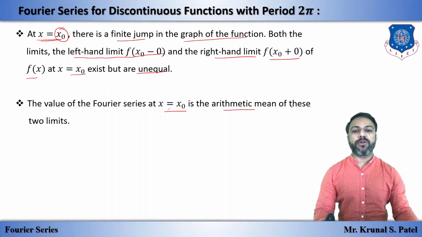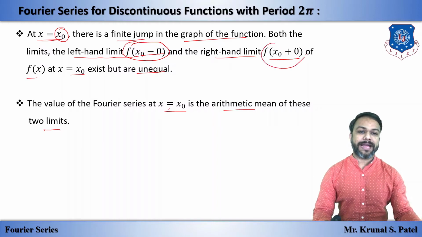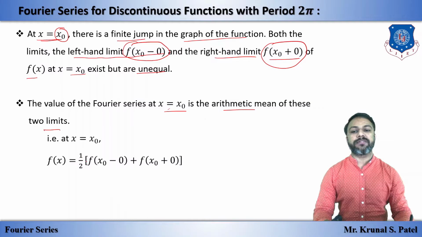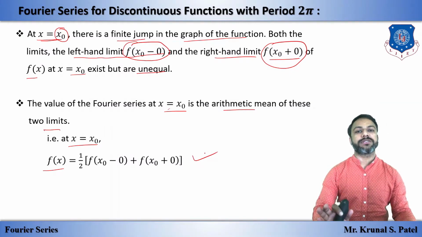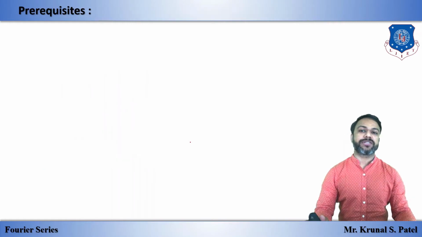The arithmetic mean of these two limits, that means this left limit and this right limit, is given by f of x equal to 1 by 2 times f of x0 minus 0 plus f of x0 plus 0. So at this point f of x will be obtained by this formula. You just have to keep this in your mind. Other than this, there is no change from the previous lecture.